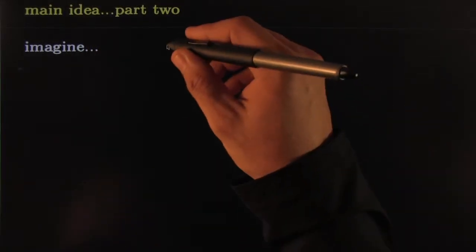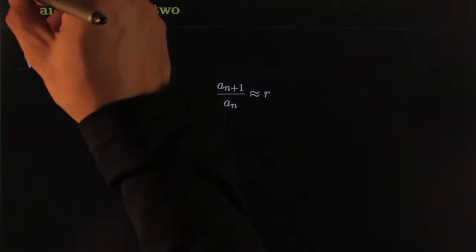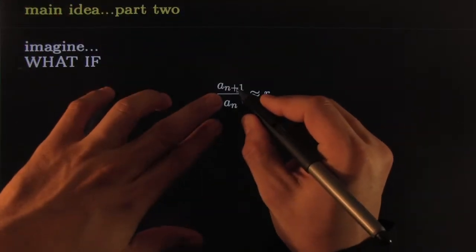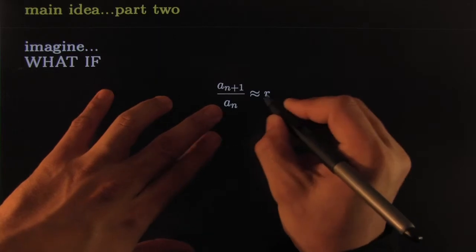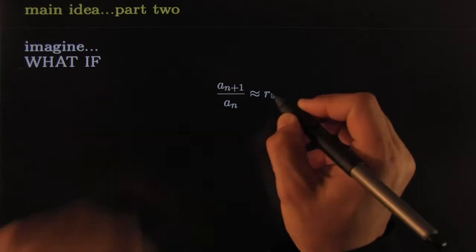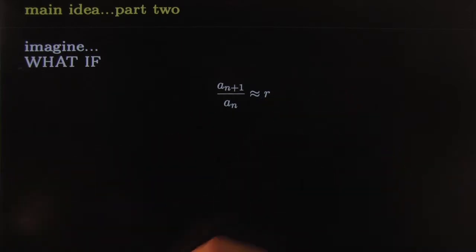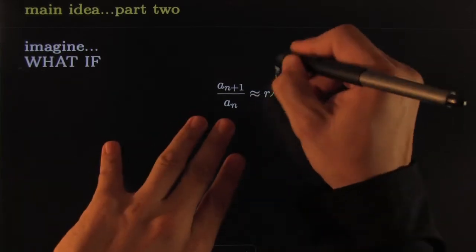Alright, so before I do more examples, let me get to another main idea for this topic. And that would be the following main idea. What if you could say that the n plus 1 term of a sequence divided by the n term tends to be something like a common ratio r? What exactly does that mean? We're going to take 2 minutes to explore exactly this statement.